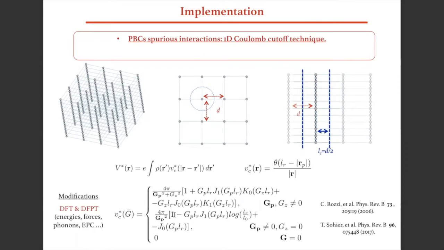This is our proposed modified version of a cutoff based on what has been done in this work from Rozzi and collaborators from 2006. And basically, this correction will involve not only the Coulombic kernel per se, but also the derivatives needed to compute all the quantities we are interested in at a DFT and DFPT level, which is the true novelty of this work. So basically, the modifications will involve not only energies, forces, and stress, but also, or mostly, phonons and electron-phonon coupling. And I'll show you soon how crucial this implementation is in terms of polar optical phonons in particular.